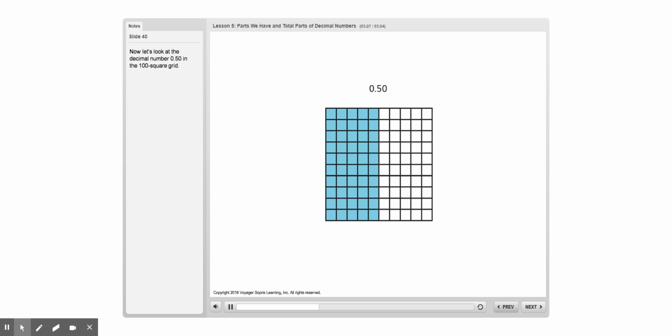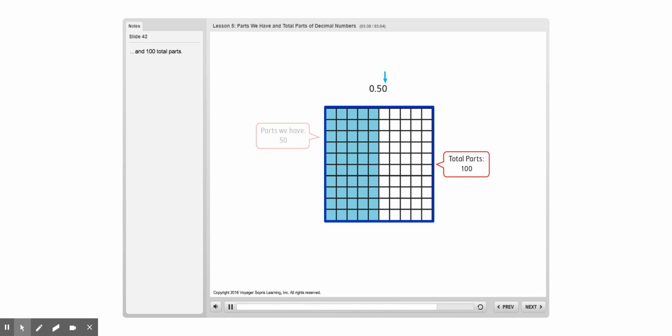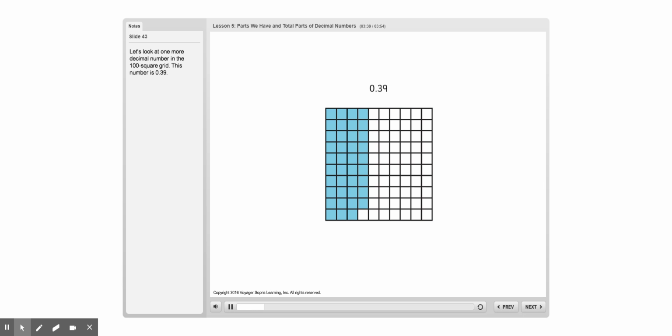Now let's look at the decimal number 50 hundredths in the 100 square grid. We see that there are 50 parts shaded and 100 total parts. Let's look at one more decimal number in the 100 square grid. This number is 39 hundredths. We have 39 shaded parts and 100 total parts.